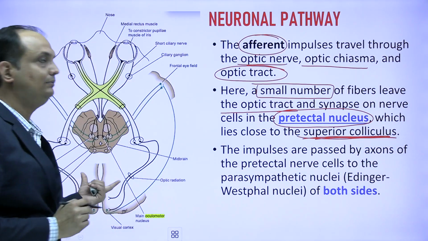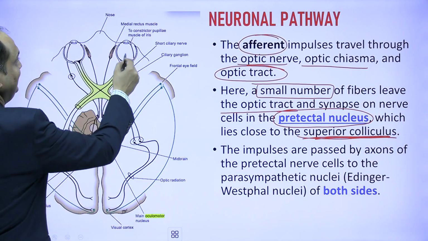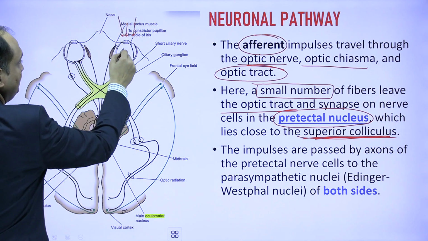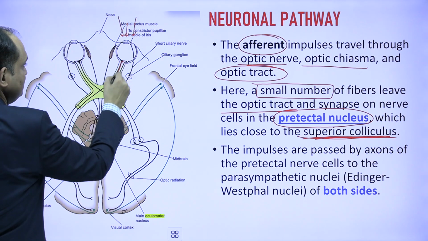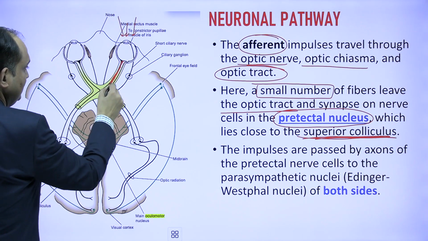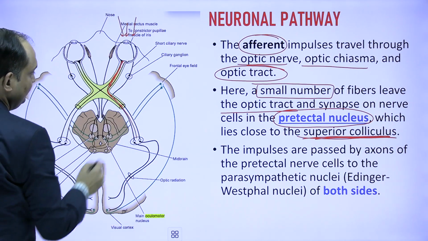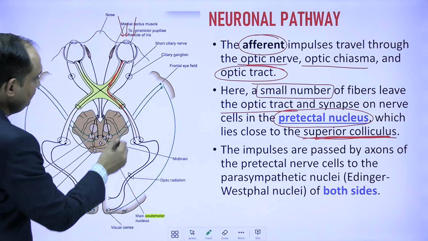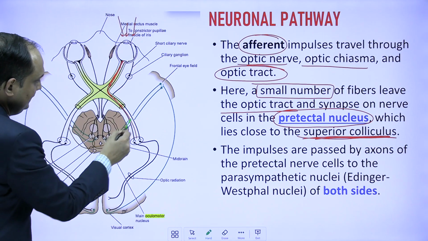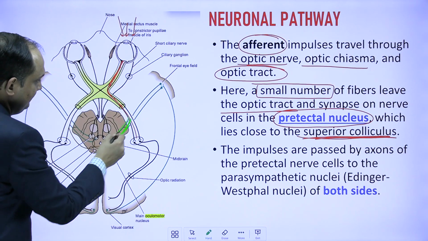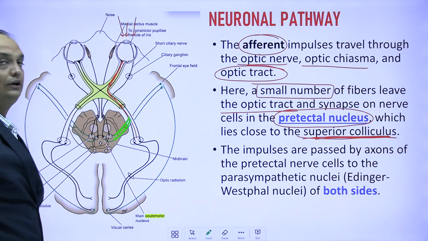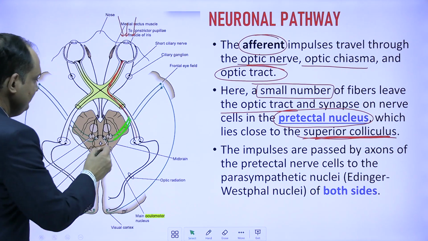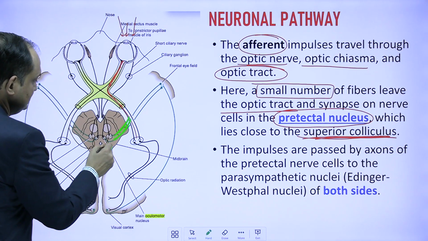In this diagram you can see the neuronal pathway. This is the eye. When you shine the light here, the sense of the light is carried by the optic nerve, then the optic tract, and from the optic tract you can see that some of the fibers leave and enter the midbrain. These fibers, leaving the optic tract and entering the midbrain, approach the nucleus known as the pretectal nucleus.